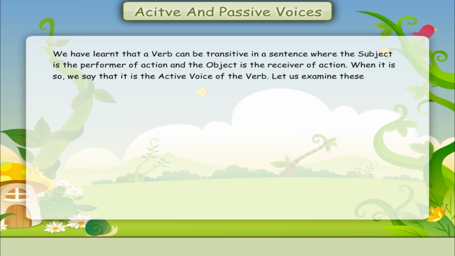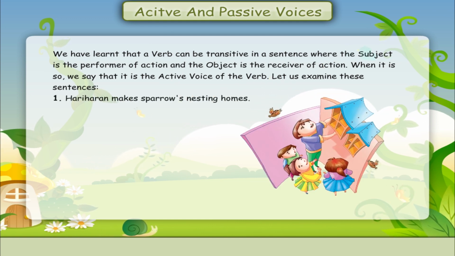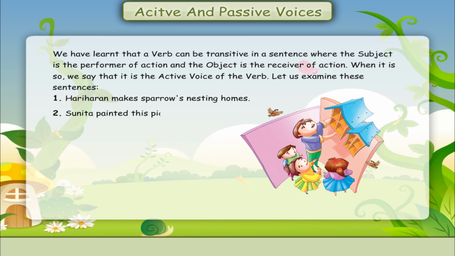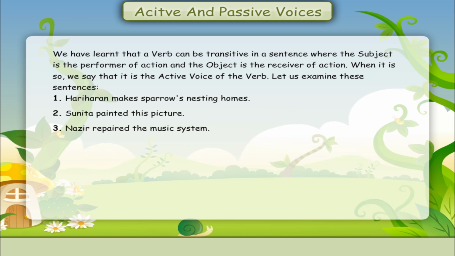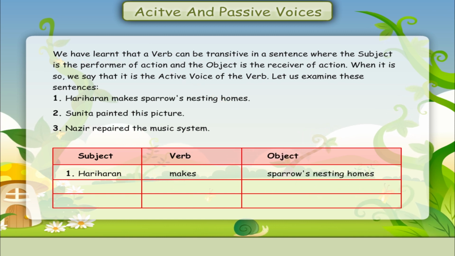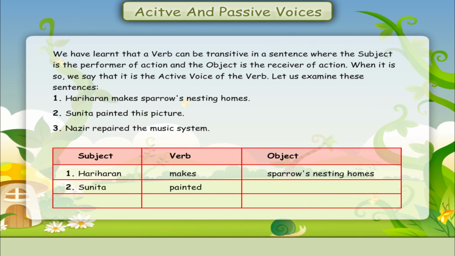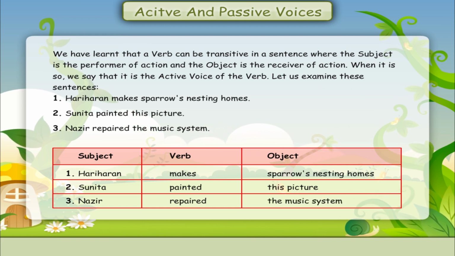Let us examine these sentences. Hariharan makes sparrows' nesting homes. Sunita painted this picture. Nazir repaired the music system. Subject, Hariharan. Verb, makes. Object, sparrows' nesting homes. Subject, Sunita. Verb, painted. Object, this picture. Subject, Nazir. Verb, repaired. Object, the music system.